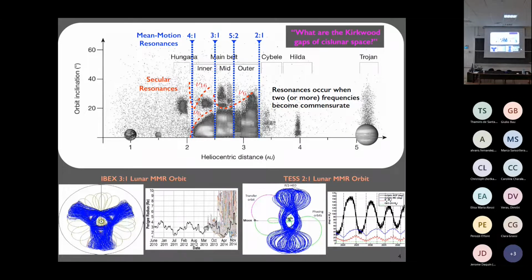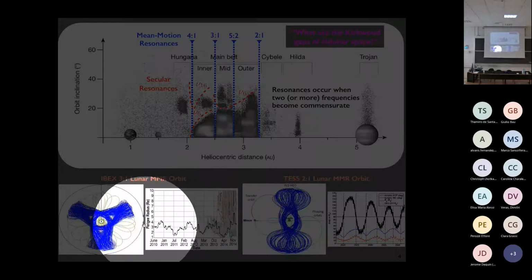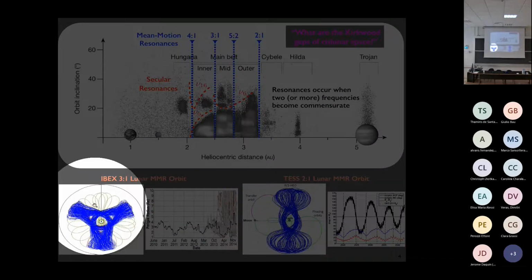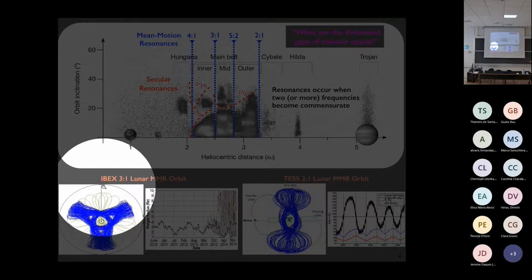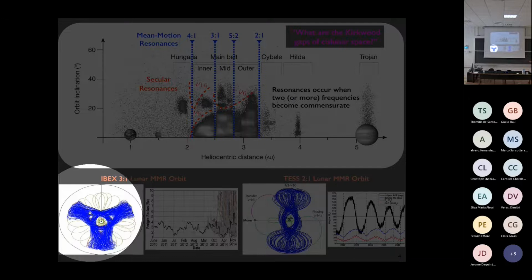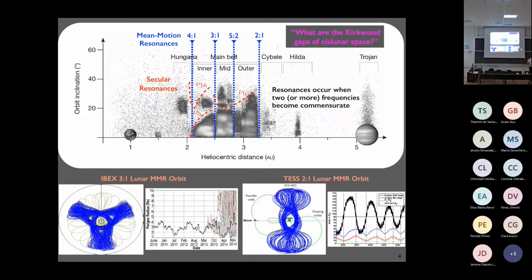So this prompted them, with the limited fuel they had, to design a novel 3-to-1 mean motion resonance orbit, and they established that operational orbit by doing a lunar flyby. And you can see in the rotating synodic frame that the Moon is always up here in this figure, so it sort of avoids the perturbations caused by the Moon. It's actually in the stabilization zone of the 3-to-1 lunar mean motion resonance.